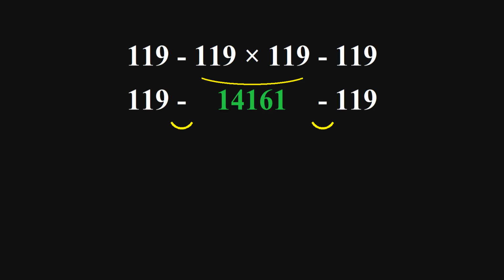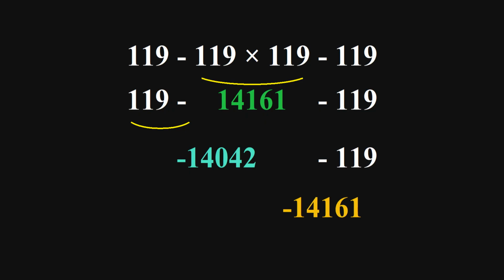So 119 minus 14,100. Question. Which equals minus 14,042. So we have minus 14,042 minus 119, which equals minus 14,100. Question. And this is our final answer for this problem.